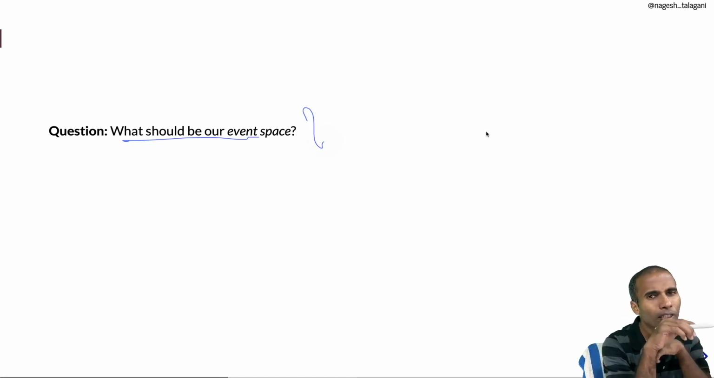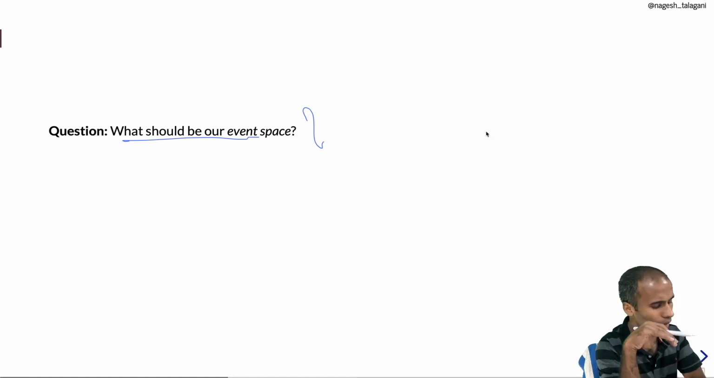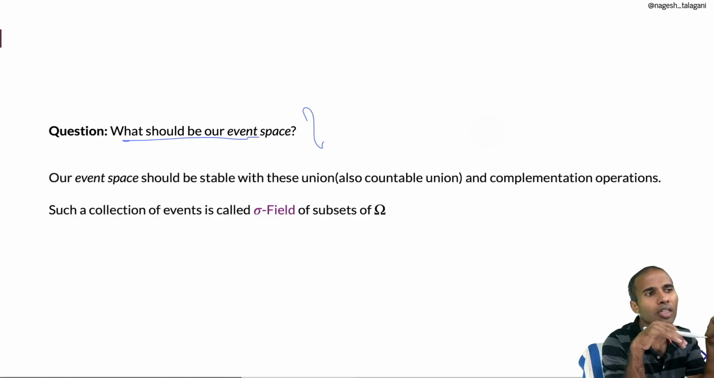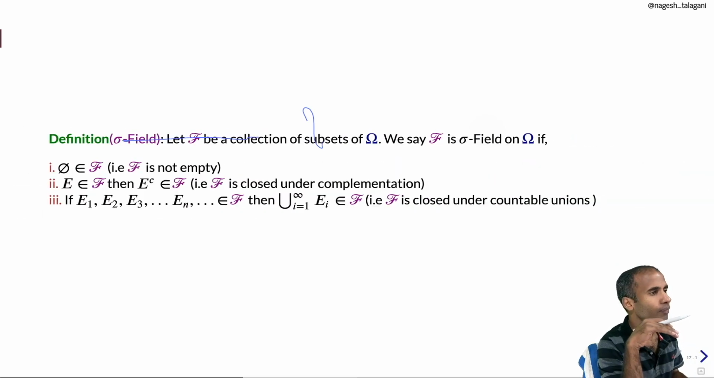In the random experiment of tossing a coin until we see a head, we were interested in assigning probabilities to events and their unions and complements of events and so on. That means our event space should be rich enough to include all these combinations. So our event space should be stable under union, also countable union, and complementation operations. Such a collection of events is called a sigma field of subsets of omega.